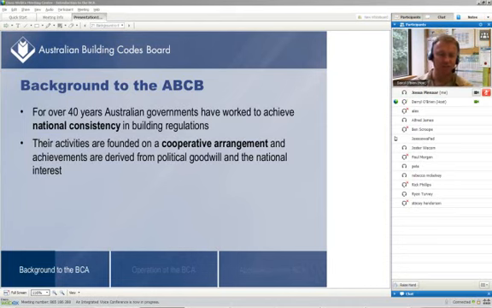So the background: for over 40 years Australian governments have worked to achieve national consistency in building regulations. Their activities are founded on a cooperative arrangement and the achievements that derive from political goodwill and national interest. So they're not compelled to do it under legislation, it is voluntary, but it is a sensible way to go.